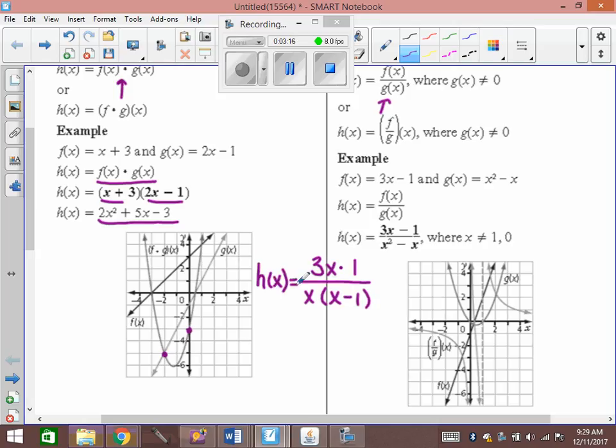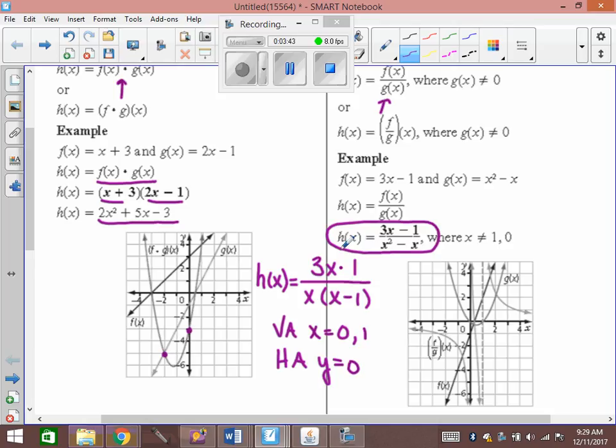Do any of the denominators cancel off with the numerators? No, so we have no points of discontinuity. We have two vertical asymptotes. The vertical asymptotes are at x equals 0 and 1. And we have a horizontal asymptote at y equals 0. Why is that? If you look back at this version, the numerator is a smaller degree than the denominator. And if the numerator is a smaller degree than the denominator, then you get y equals 0.